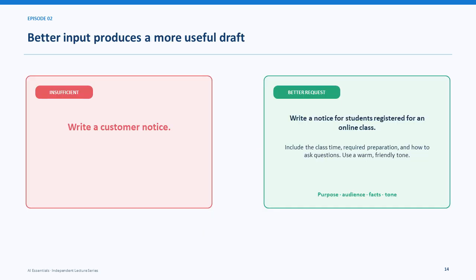This comparison shows how a weak request can be improved. Write a customer notice gives almost no direction. The improved request identifies the audience, explains the purpose, asks for clear language, specifies what information to include, and sets a firm but calm tone. Better input does not guarantee perfection, but it produces a draft that is easier to evaluate and revise.